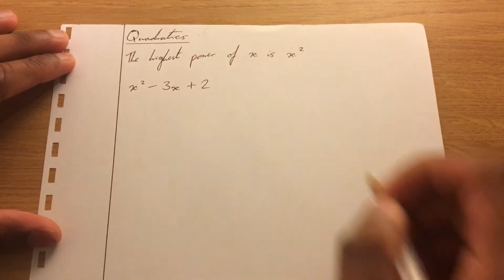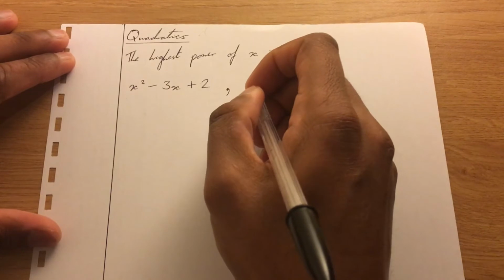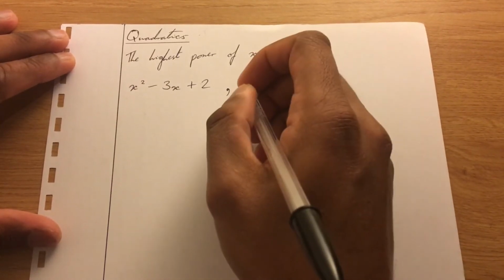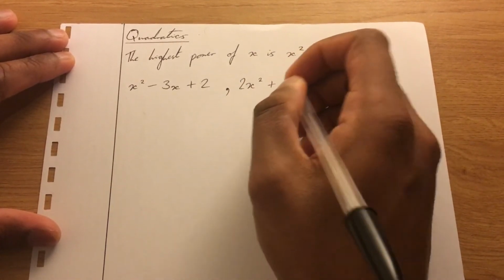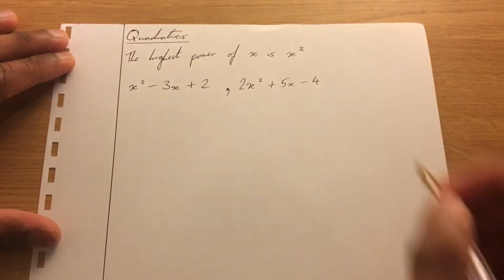2, for example. Another example could be 2x squared plus 5x minus 4.